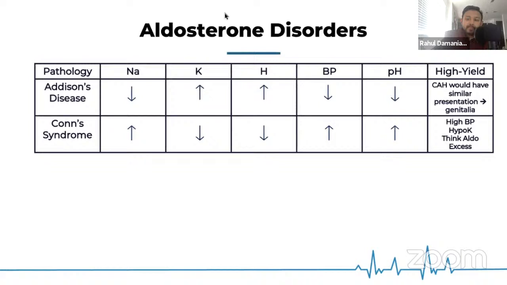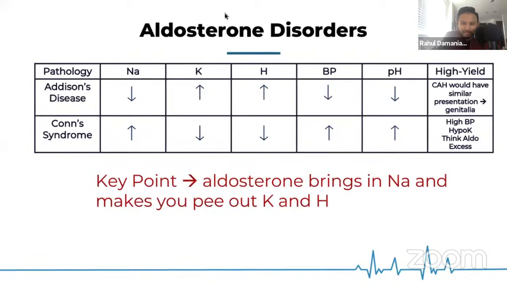So the bottom line, take home point: aldosterone brings in sodium and makes you pee out potassium and hydrogen ion. You will thank me once you put that in your mind and get test questions correct.